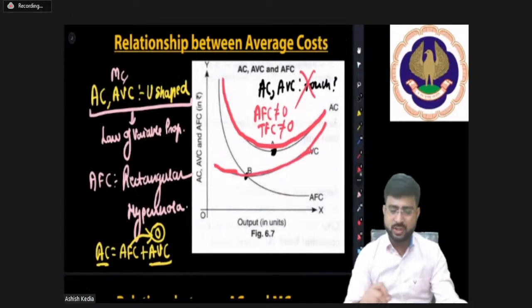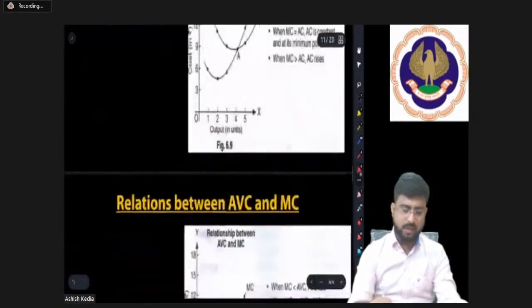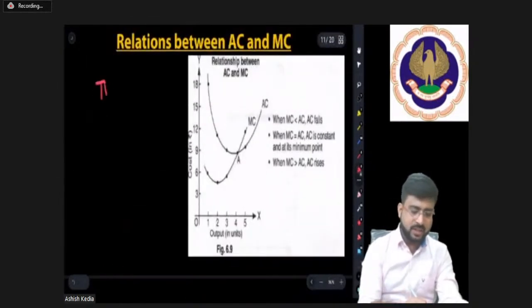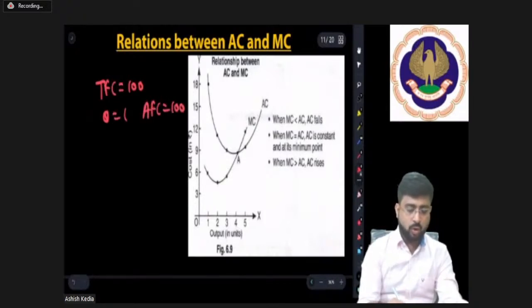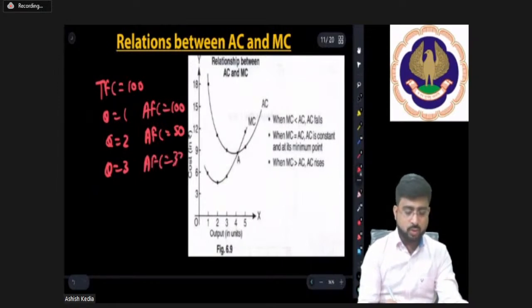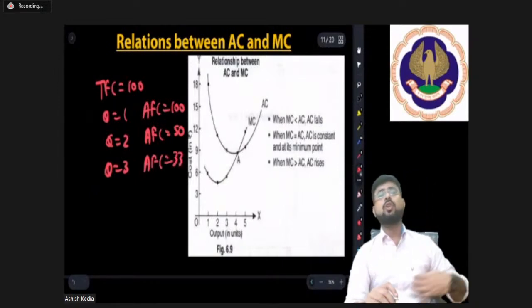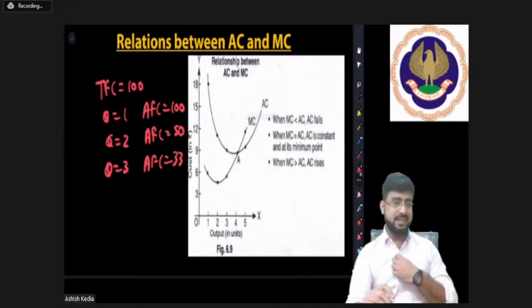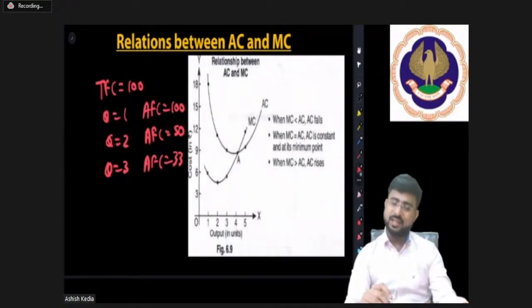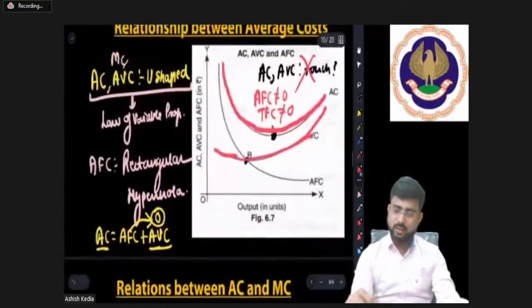This is no doubt, because what happens is, guys, gradually AFC keeps on falling, because total fixed cost is constant. For example, let's say total fixed cost is 100. So when quantity is 1, average fixed cost will be 100. When quantity is 2, average fixed cost will be 50. So what I'm trying to make you realize is that average fixed cost is constantly declining. Yes or no, friends? Yes sir, it indeed is declining.